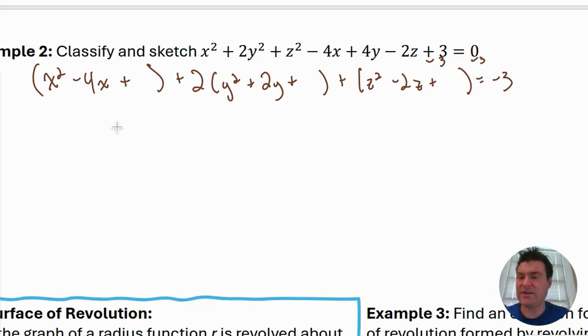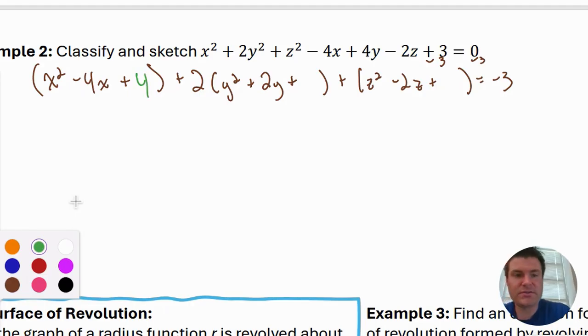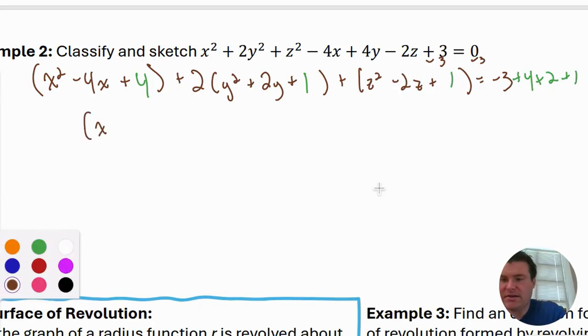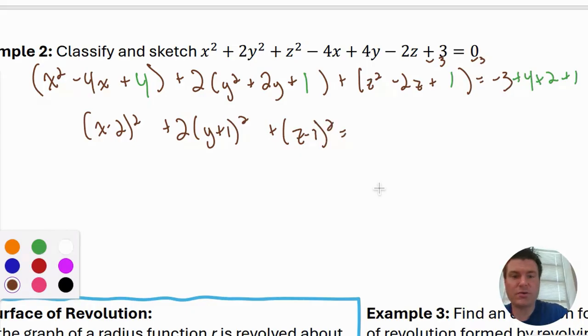Completing the square, I did go over this in another video. You cut the b term in half and square it, so for the x this ends up being 4, so I add 4 over here. For the y, this ends up being 1, but since that's 1, I actually have to add 2 times 1 to both sides, so plus 2. For the z, cut that in half, square it, and end up with 1. So if I flip the squares, I get x minus 2 all squared plus 2 times y plus 1 all squared plus z minus 1 all squared equals 4.